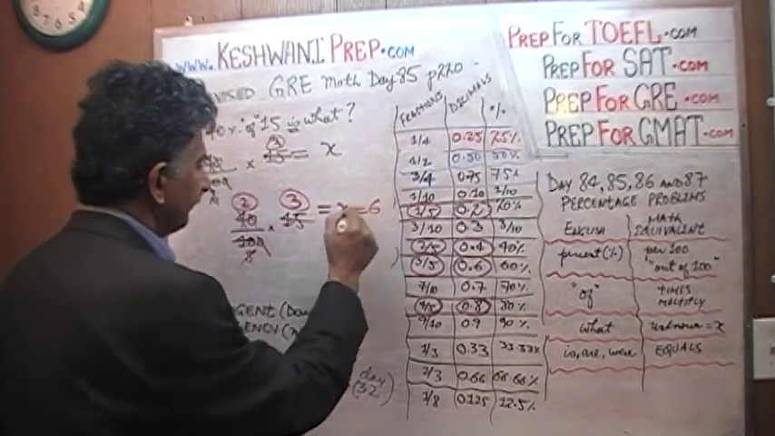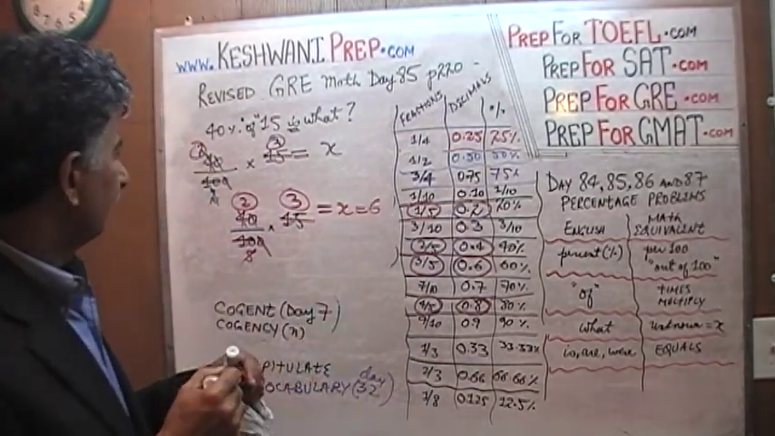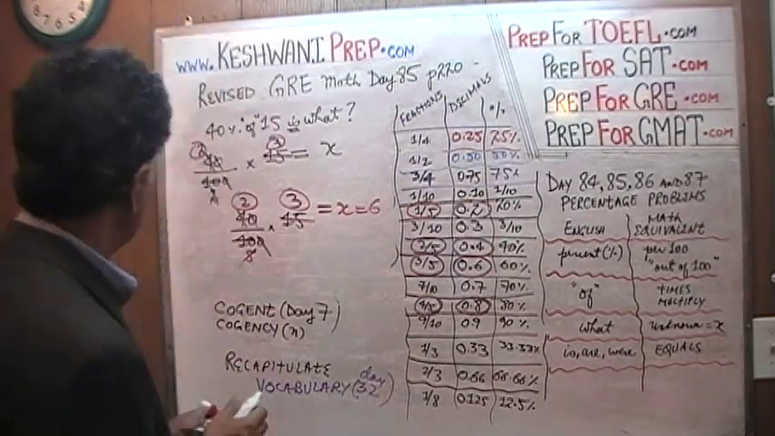X equals 6. Can you convince me that that in fact is the right answer? Well, let's do it quickly, shall we?